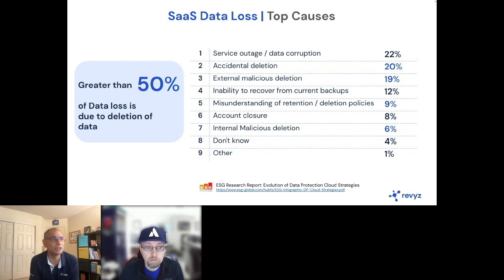Of course, there are other reasons for data deletions too. There could be data corruption, which could occur due to multiple reasons. There could also be a misunderstanding of retention policies and so on.